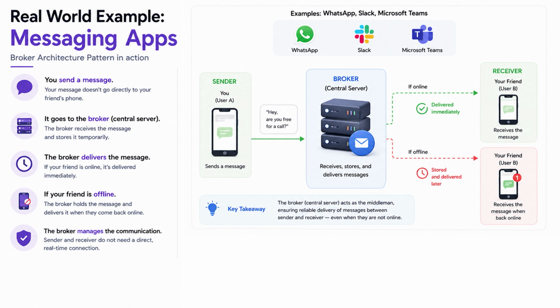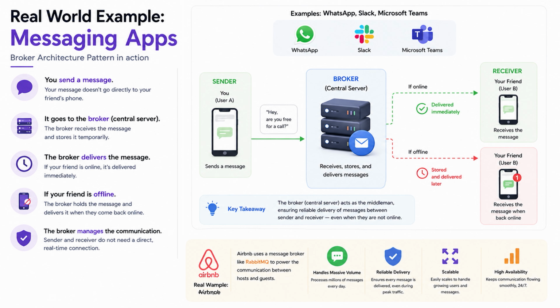The broker stores the message temporarily and then delivers it to your friend's device when they are available to receive it. If your friend's phone is offline, the broker holds the message and delivers it as soon as they come back online. This is a form of the broker architecture pattern. The broker is managing the communication between sender and receiver without them needing a direct real-time connection.